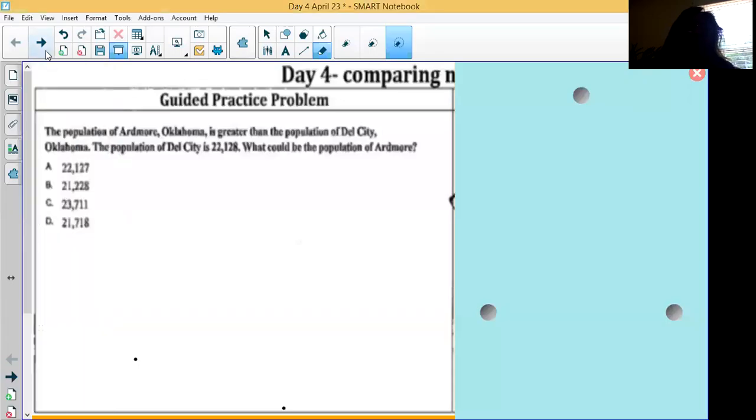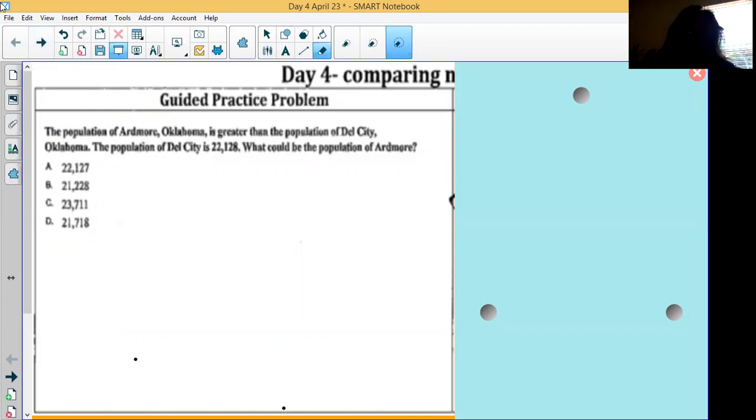Let's get to our first problem. Our first problem, as you know, is an I do. So I'm going to read the problem, and give you a chance to write down the information as we work. The problem reads, the population of Ardmore, Oklahoma is greater than the population of Dale City, Oklahoma. The population of Dale City is 22,128. What could the population of Ardmore be?